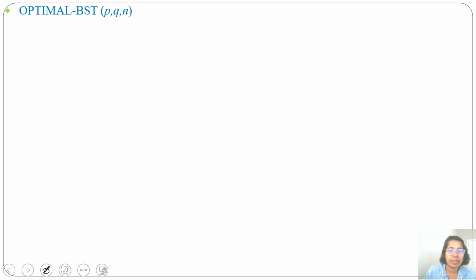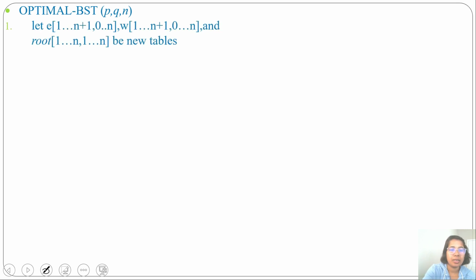P, Q, N are given. P and Q are probabilities and N is the number of keys. Step 1: create 3 tables. E indexed 1 to n plus 1, 0 to n; W indexed 1 to n plus 1, 0 to n; and root indexed 1 to n, 1 to n. We'll create 3 tables E, W and root. For i from 1 to n plus 1, E[i-1] equals Q[i-1], W[i-1] equals Q[i-1]. These two are our base conditions.